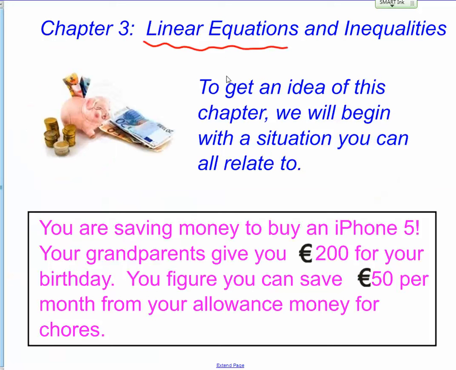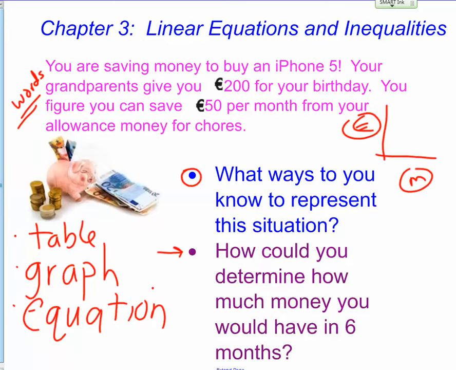All right, so today we just did an overview to get an idea of what linear equations are. So we took a situation, and unbeknownst to me, 5 of you already have iPhone 5s. So we decided that this is Jabari. So Jabari's saving money to buy an iPhone 5. His grandparents give him €200 for his birthday, and he figures he can save €50 a month. So the question is, how long will it take Jabari to save his money? How many months until he can afford to buy the iPhone 5?